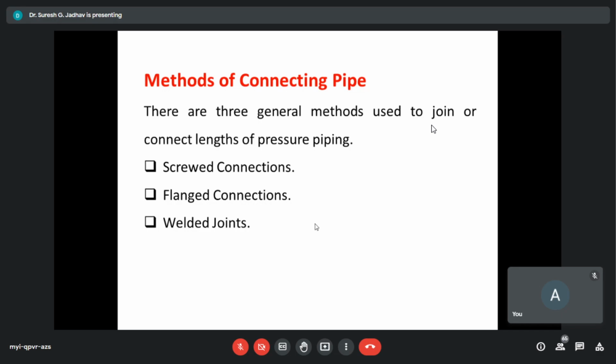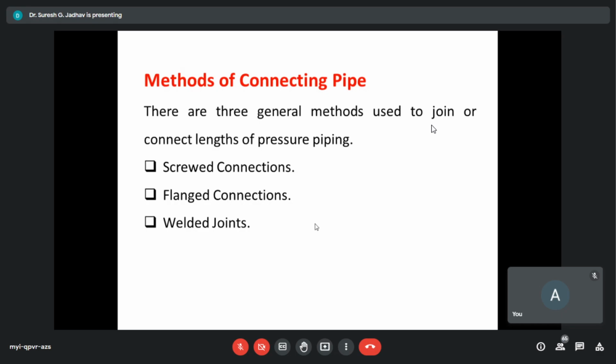But this requires a skilled person, so he can weld thinner piping systems in piping plants, so that we can reduce the bulky flanges and fittings.